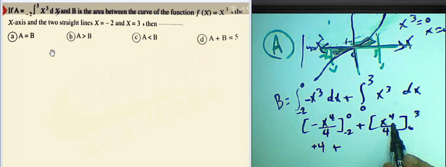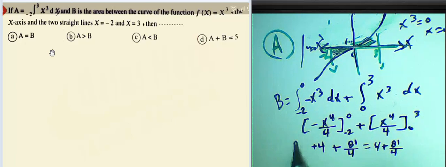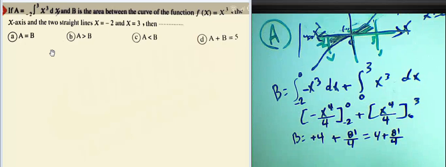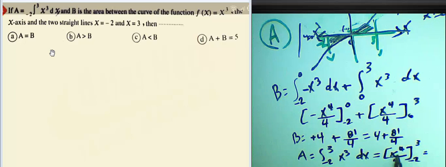Put 3 power 4 equals 81 over 4, and put 0 here. So the result will be 4 plus 81 over 4. This is B. We want to find A in the example. He gave us A equals the integration from negative 2 to 3 of x power 3 dx. We can find the result here, it will be x power 4 over 4 from negative 2 to 3. But 3 here will be 81 over 4, subtract by 16 over 4 equals 4.